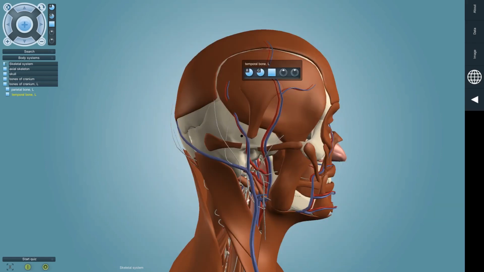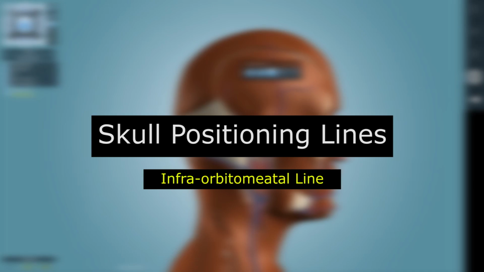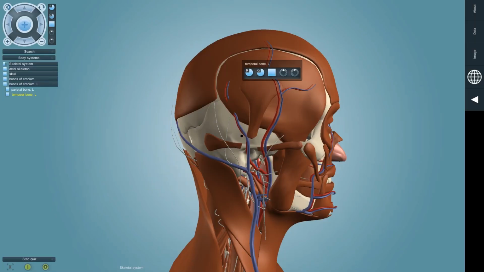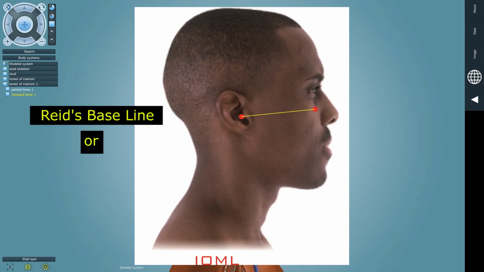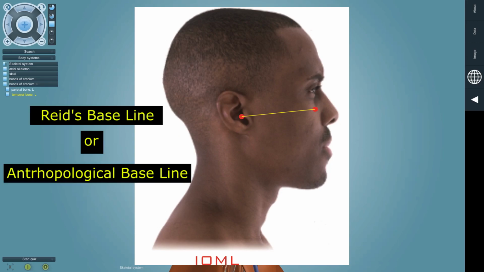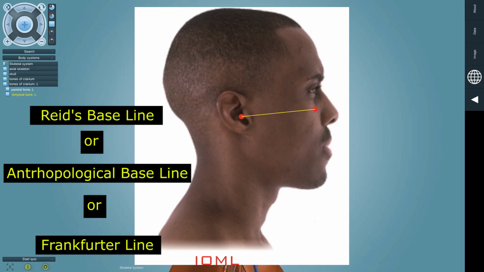The third one, infraorbitomeatal line. The infraorbitomeatal line is formed by connecting the infraorbital margin to the EAM. Two older terms identify the same line as the Reid's baseline or anthropologic baseline. Sometimes this is also referred to simply as the baseline of the cranium, also known as the Frankfort line.